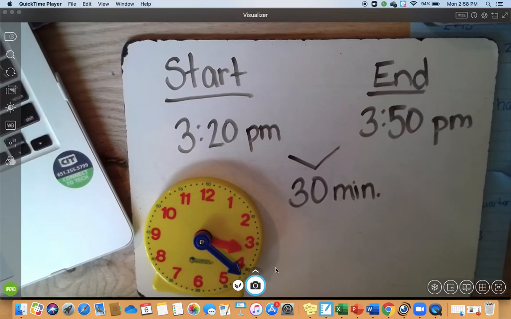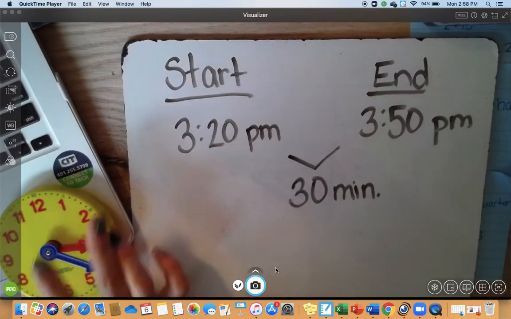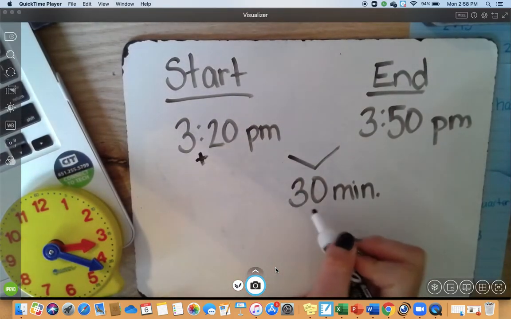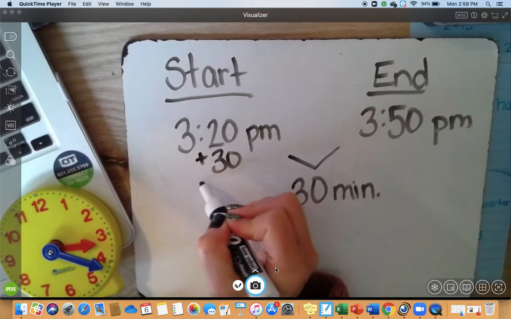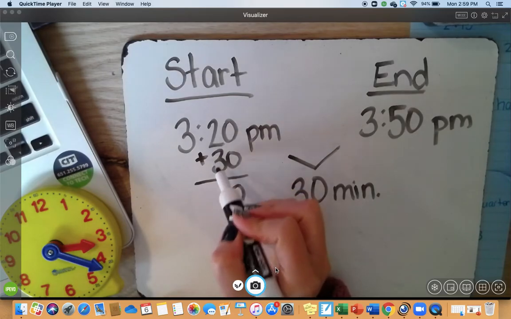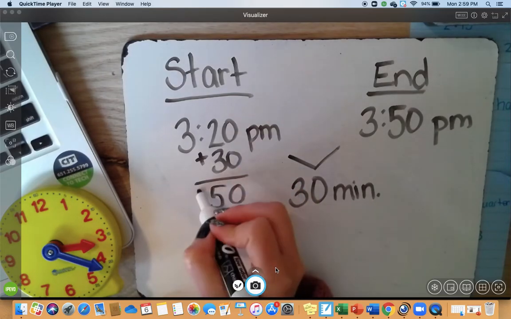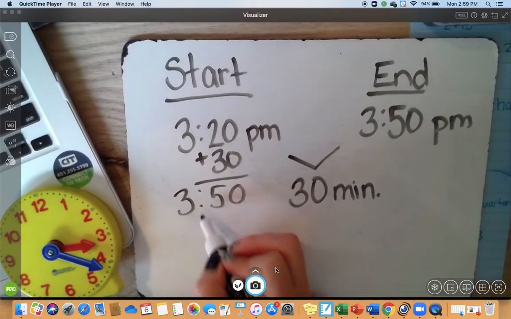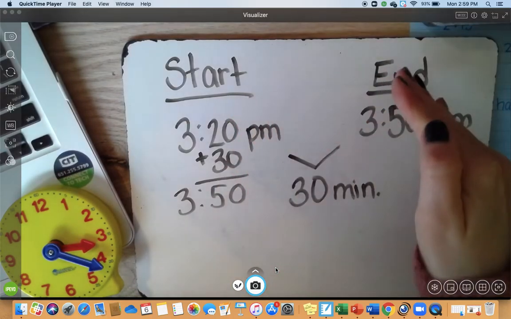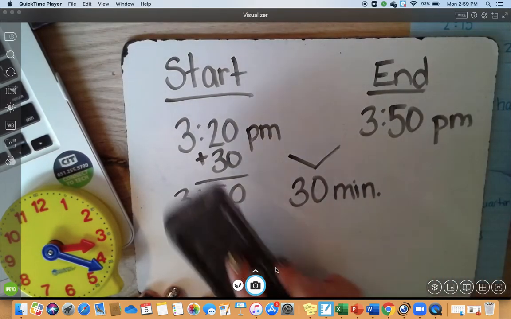Hey, do you guys notice something about this? Look at this. If I have my 20 minutes right here, and I add on my 30 minutes, what do I get? 0 plus 0 is 0. 2 plus 3 is 5. Oh, that's still my Homer, my hour. I get the time 3:50. Oh, that's really awesome. That's a great strategy that we can use sometimes to help us figure out how much time has passed from the start to the end or the start to the finish.